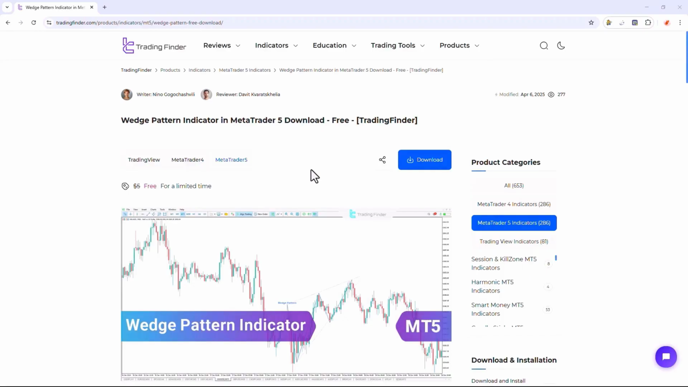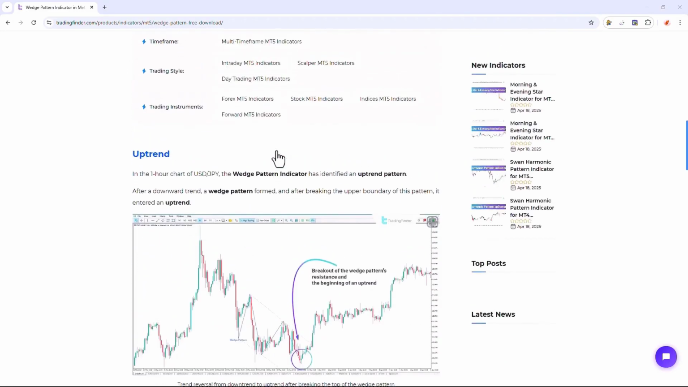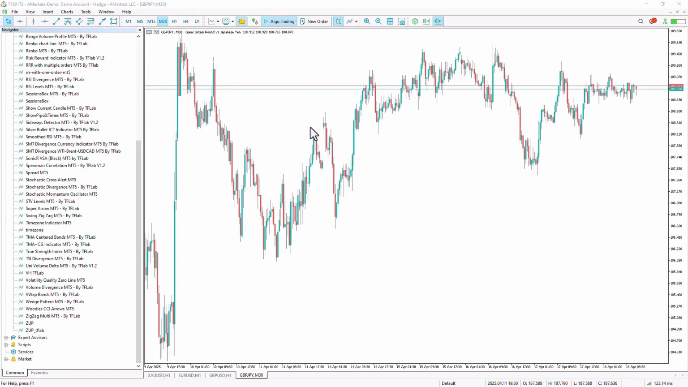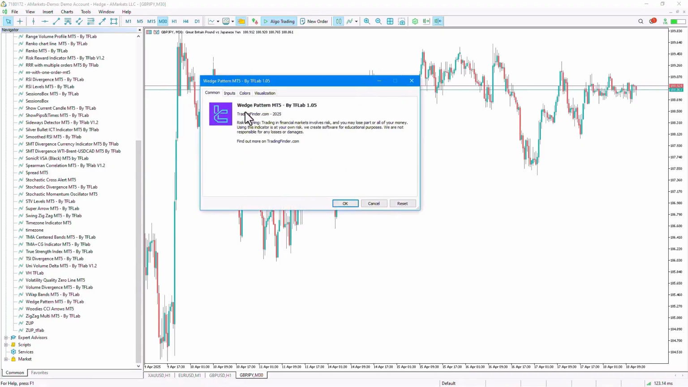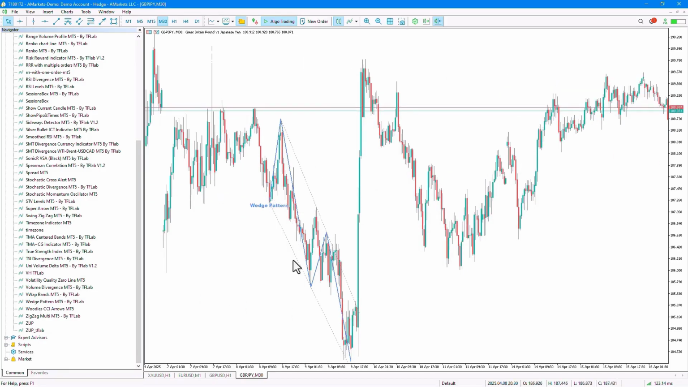the Wedge Pattern Indicator, which is offered for various platforms on the TradingFinder website. From this section, you can download the indicator file for MetaTrader 4 and MetaTrader 5 platforms and run it on the chart. Additionally, traders can read this page to understand how the indicator works and functions. We select the indicator file from the Navigator section and execute the indicator by dragging the file onto the chart. Once the indicator is placed on the chart, it begins to identify and draw wedge patterns on the price chart.